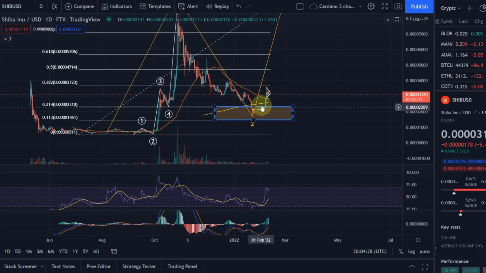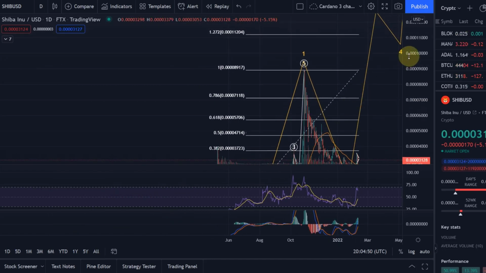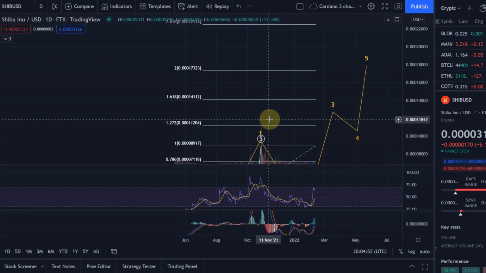This is not yet a full impulse, right? So you can't count 5 waves here. We could count a 1, 2, a 3, maybe that is a 4 already, but then you need the wave 5, and only when that is complete and we see an ABC, and that could then come down quite a bit but would be a higher low, then you can say with more confidence, right, we're already on our way up.